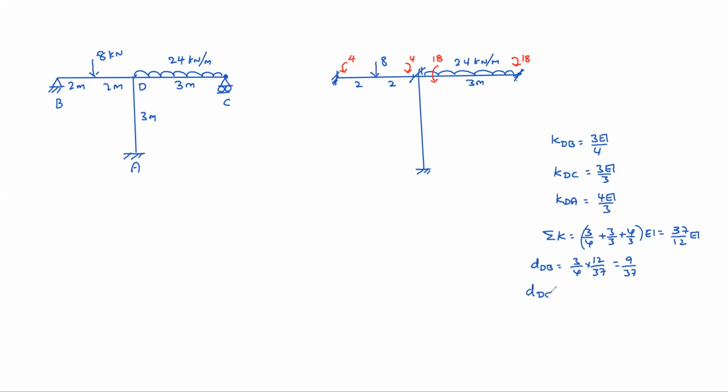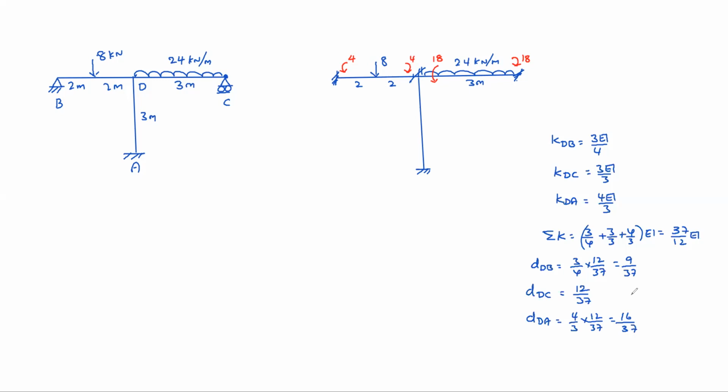Distribution factor of DC, that is 12 by 37. Then distribution factor of DA, that is 4 by 3 into 12 by 37, that equals 16 by 37. 16, because 12 plus 9, 21. Yeah, correct. Okay, these are the distribution factors.